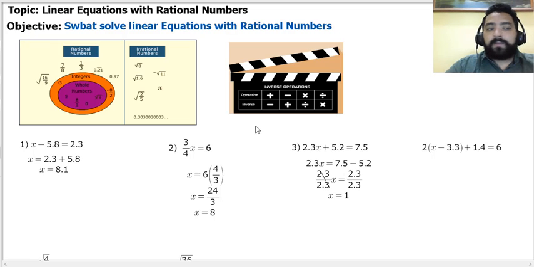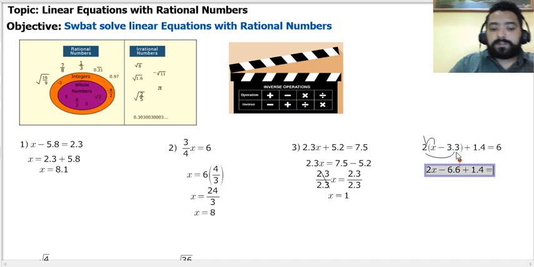Now, in this example, we have a distributive property. So look at this. We have 2 times x and 2 times 3.3. First, you need to solve this distributive property. So it's going to be 2 times x, which is 2x, minus 2 times 3.3, which is 6.6, plus 1.4 equals 6. Remember that the 1.4 we only copy.